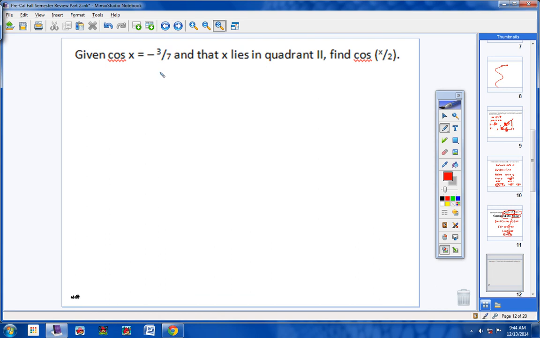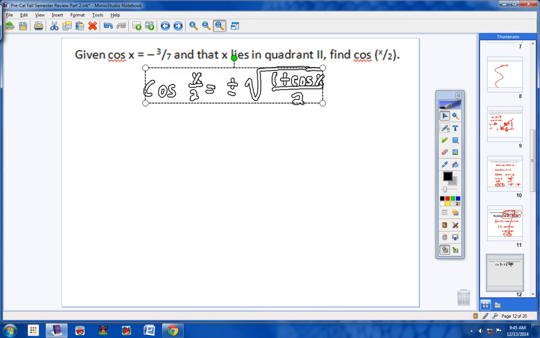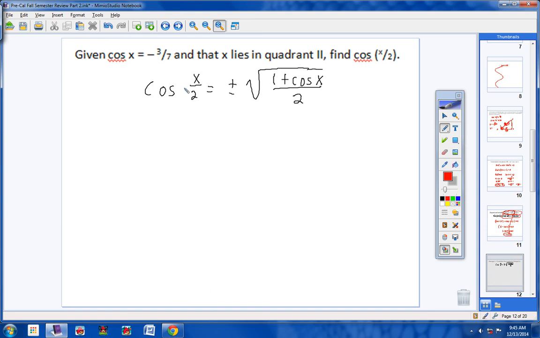Okay, moving on. Given that we have this and that we lie in quadrant 2, we're going to find cosine of x over 2. Now please listen carefully, students. We do not know what x is. So how in the world are we going to find cosine of x over 2? Well, once again, they're testing your ability to remember that we do have some trig identities that help us do this, okay? And here's that trig identity. Look at it. Cosine of x over 2.